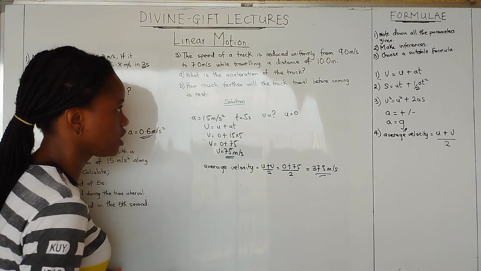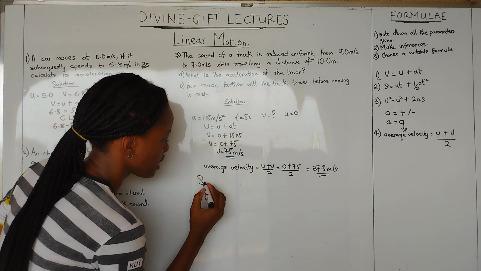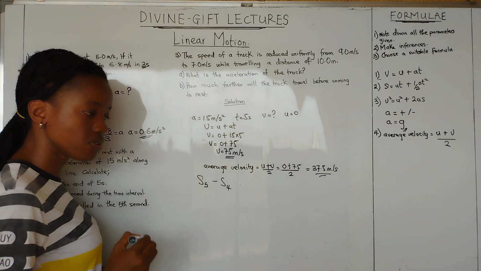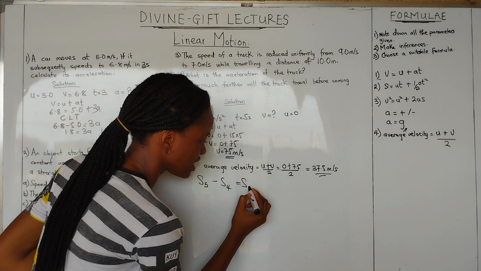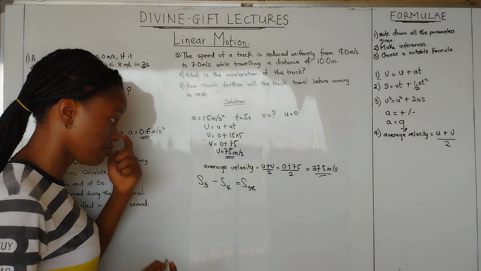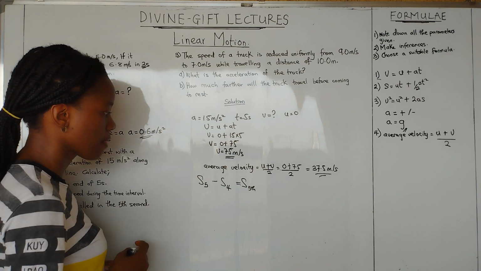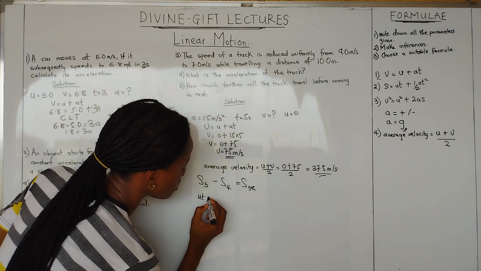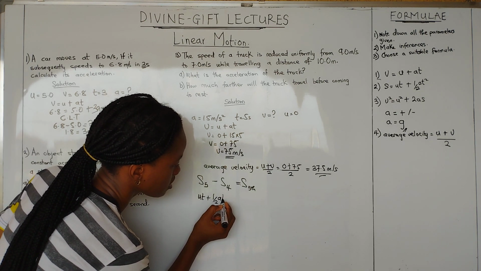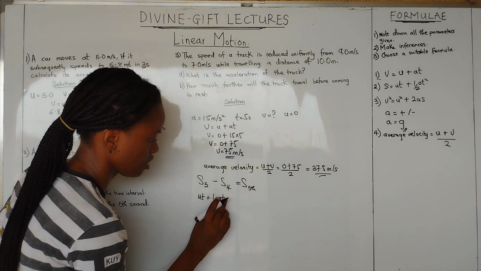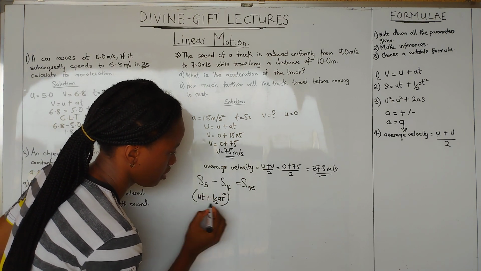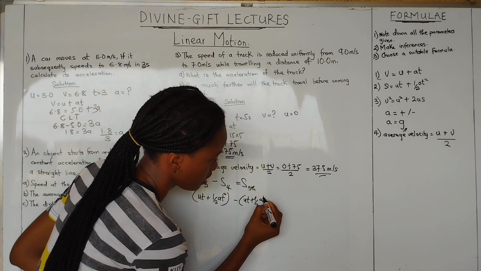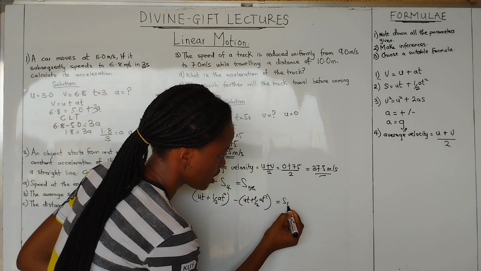So we are going to go back to solving this question. Remember, the formula is S travel, distance traveled after 5 seconds minus distance traveled after 4 seconds to give you distance traveled in the 5th second. So take note. Now we are going to do what? Put in the formula. That's ut plus half at square minus ut plus half at square is equals to s/5.